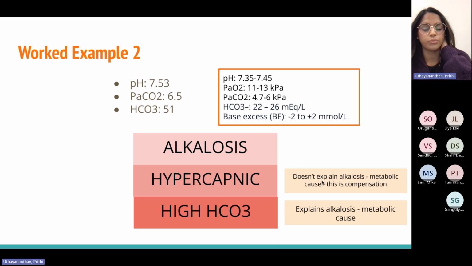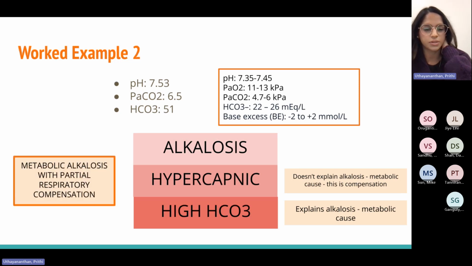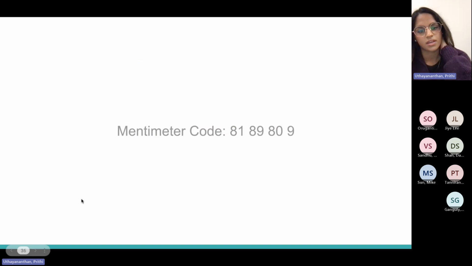And then the high bicarb would explain the alkalosis, because it's mopping up the hydrogen ions, so it's going to be more alkalotic, and so it would be a metabolic cause. So we could say, again, because the pH isn't normalized, it's metabolic alkalosis with partial respiratory compensation.